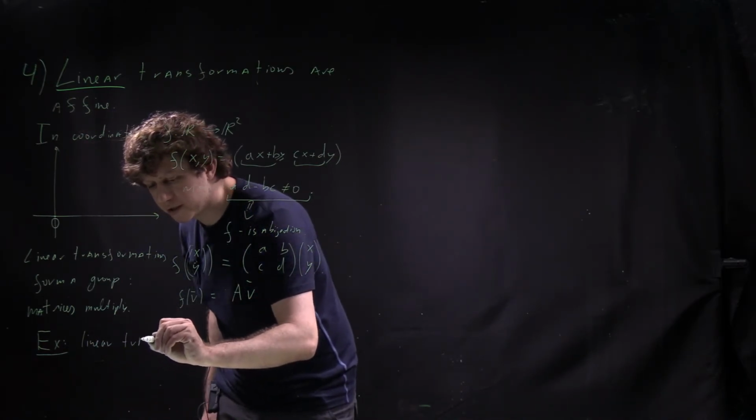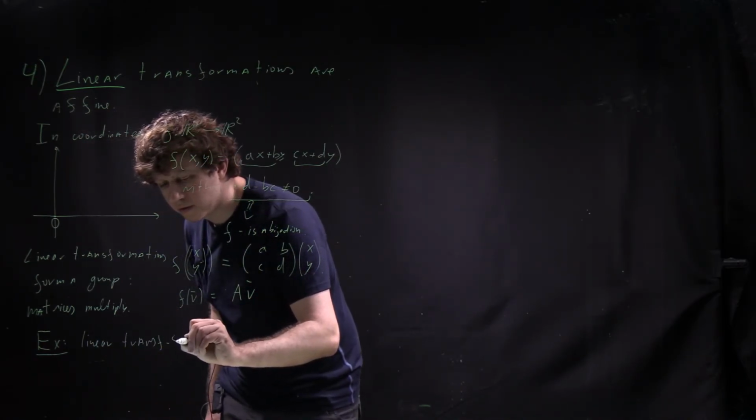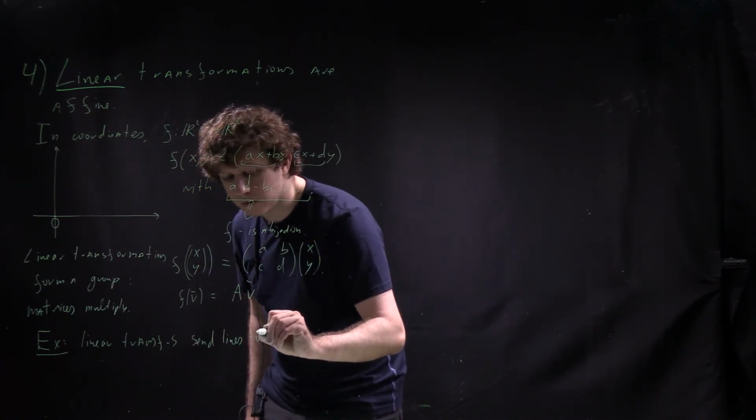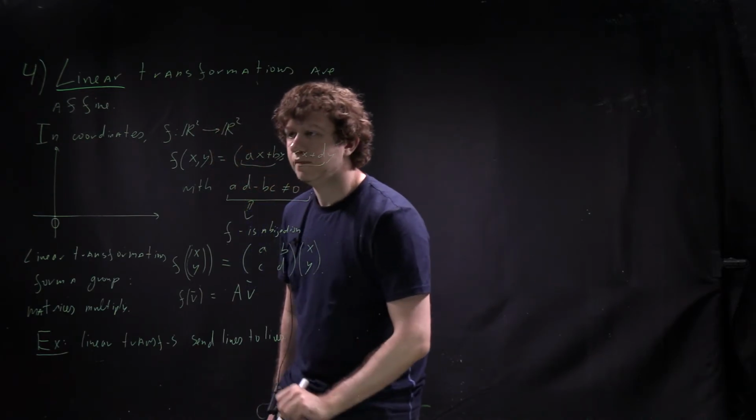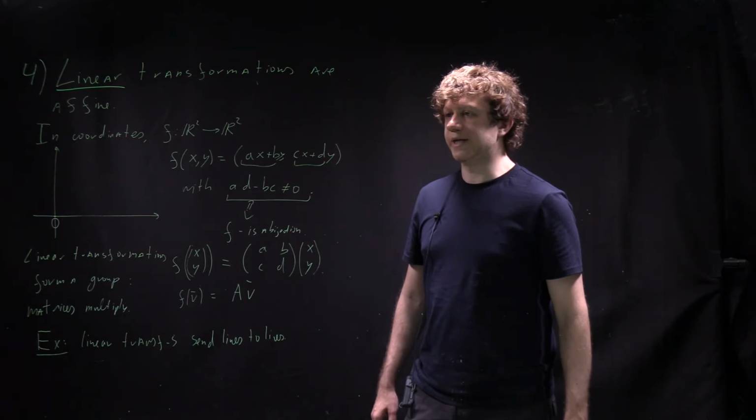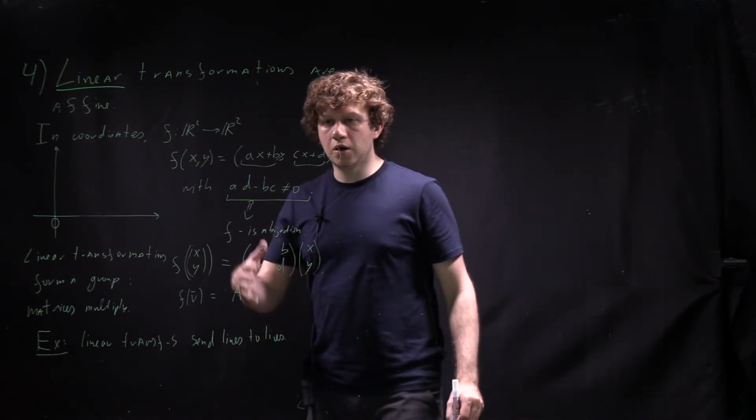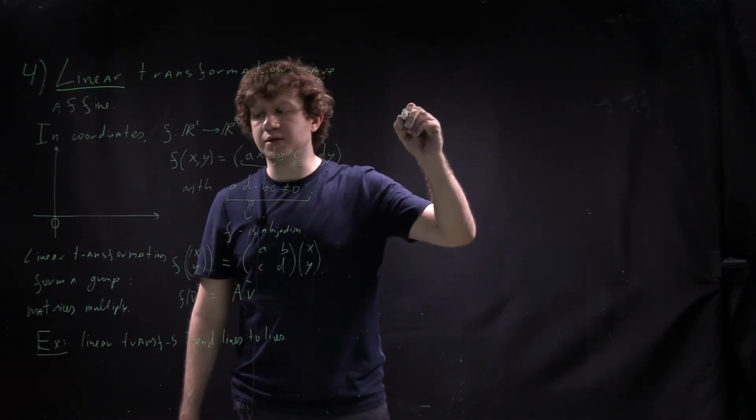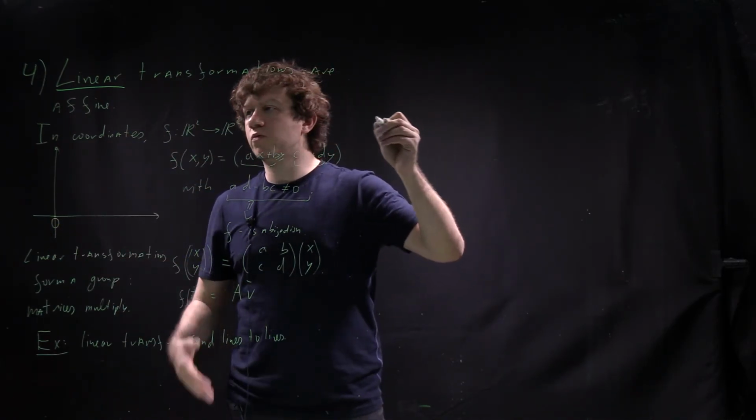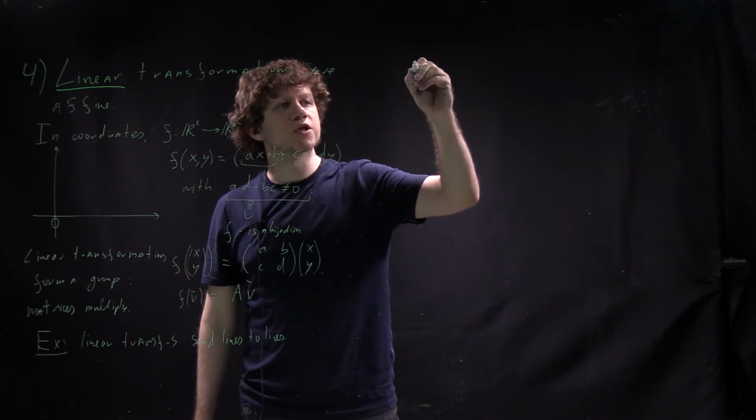Linear transformations send lines to lines. Right. And we already have seen some examples. So notice that all of them fix the origin. So what were the examples of linear transformations we had?